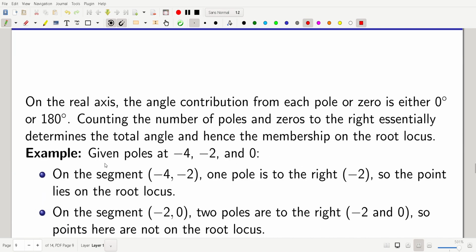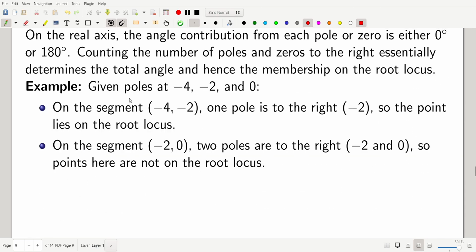So on the real axis, the angle contribution of each pole or zero is either 0 degrees or 180 degrees. Of course, the real axis only contributes either 0 or 180. So counting the number of poles and zeros to the right determines the total angle. And this is the main condition of the root locus in terms of the contribution of the phase. So I have given here poles at -4, -2, and 0.